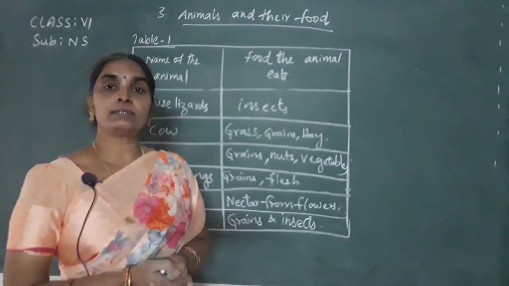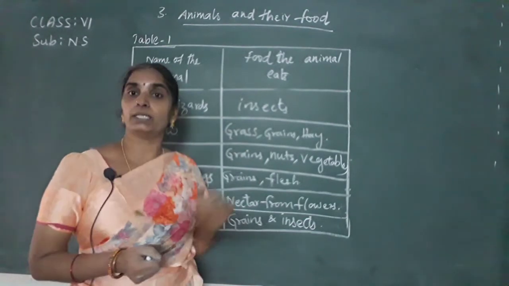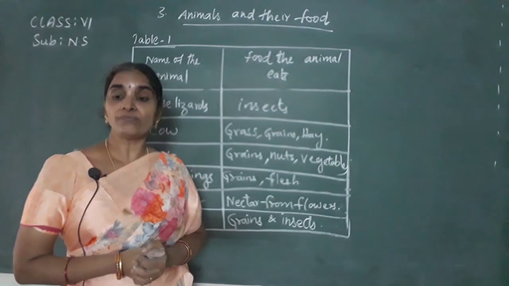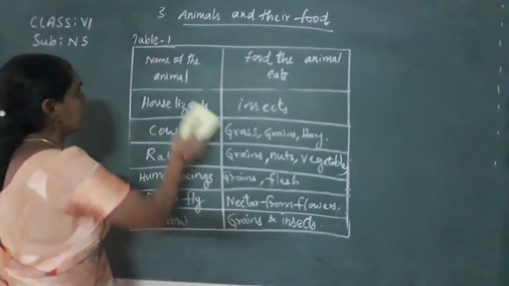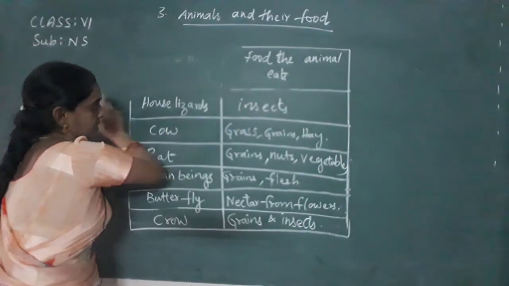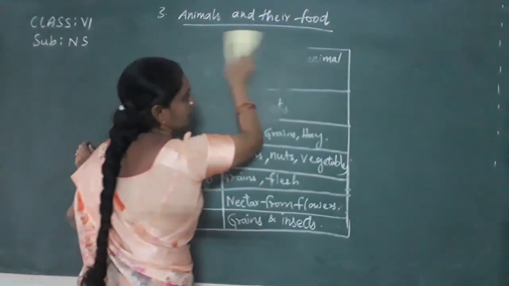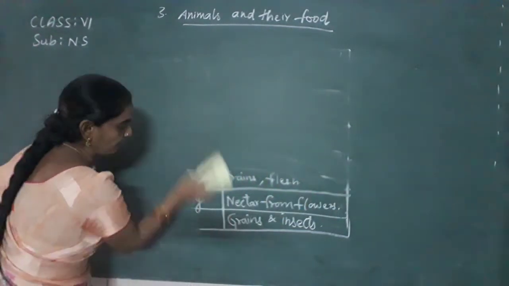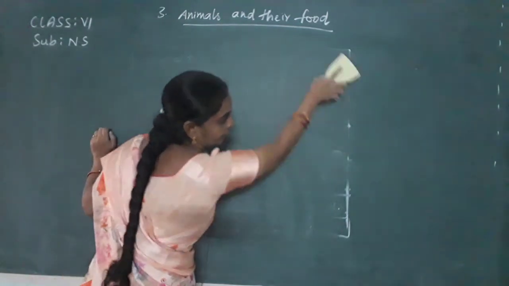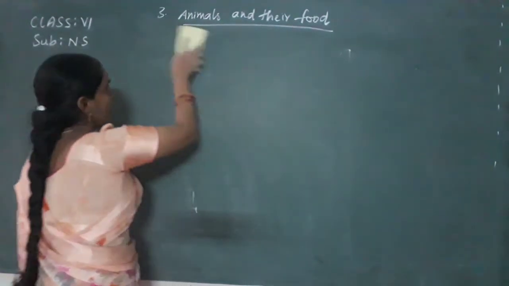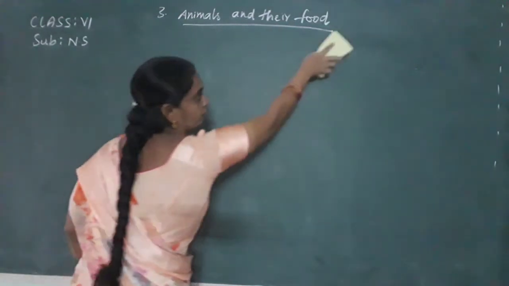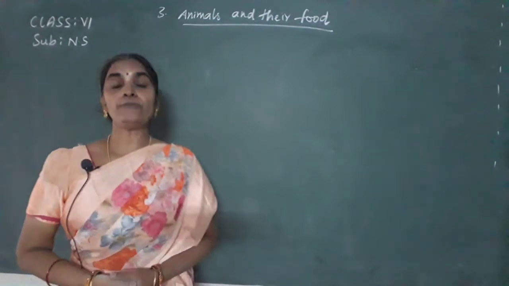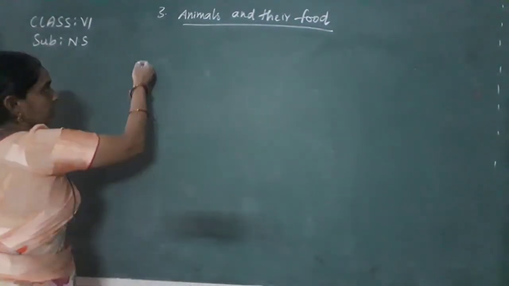Okay, so the classification of the animals is mainly based on their food habits. One classification of the animals is based on their food habits. That is, some animals depend on plants for their food. Some animals depend on animals for their food. What are the animals which depend on animals for their food, children? It is lion, tiger, cheetah, wolf, leopard, and so on, isn't it?